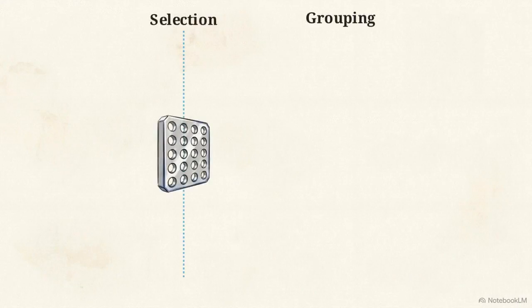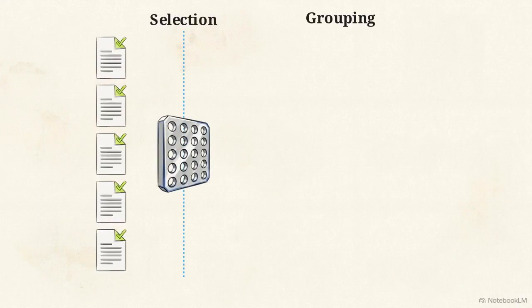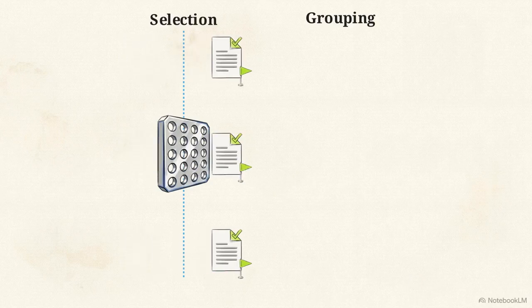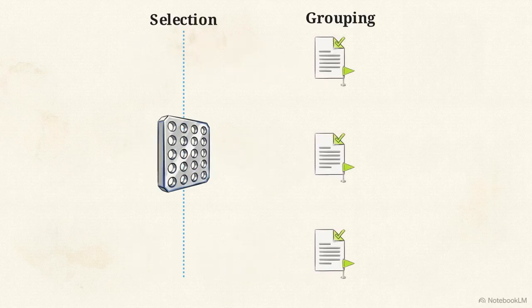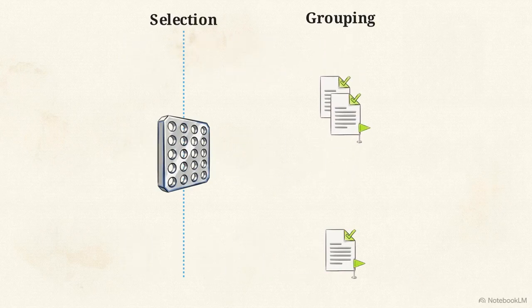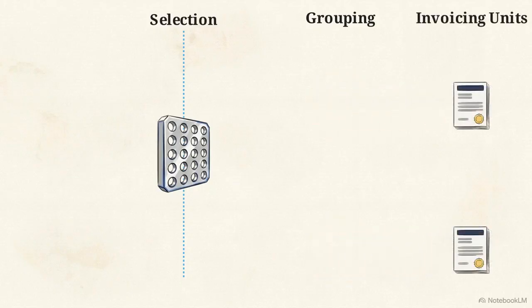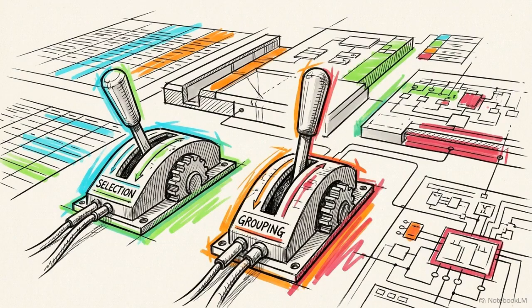To process this data autonomously, the architecture utilizes a two-stage pipeline: selection and grouping. Selection acts as the gatekeeper, dictating exactly what is permitted to be invoiced by filtering out invalid records. Next, grouping clusters those surviving orders into final, distinct invoicing units. Configuration of these two levers, selection and grouping, allows the system to enforce complex enterprise billing requirements.